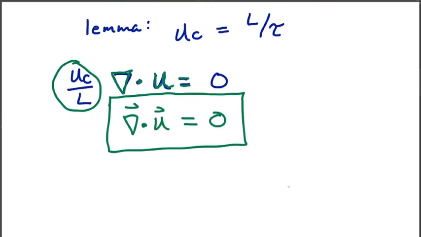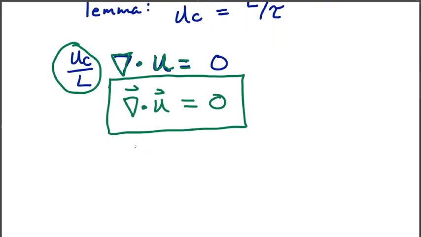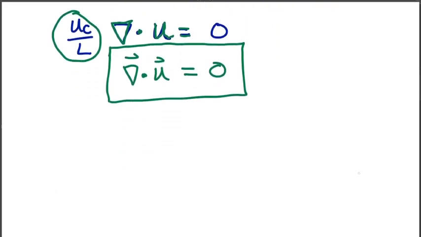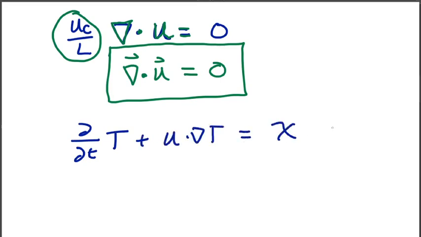Okay, let's move on to the next equation. Let's go on to the temperature equation. Writing that up in dimensional form, we've got d by dt of T plus u dot grad T is equal to chi del squared T.